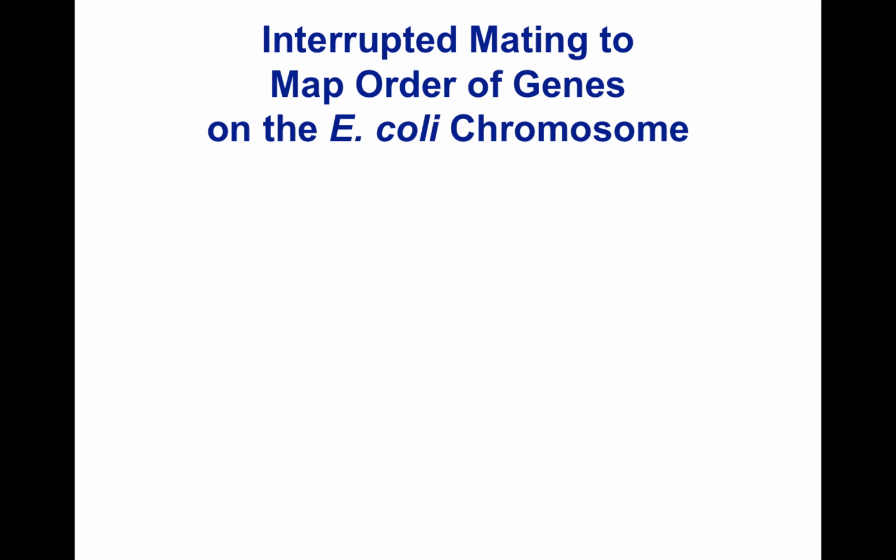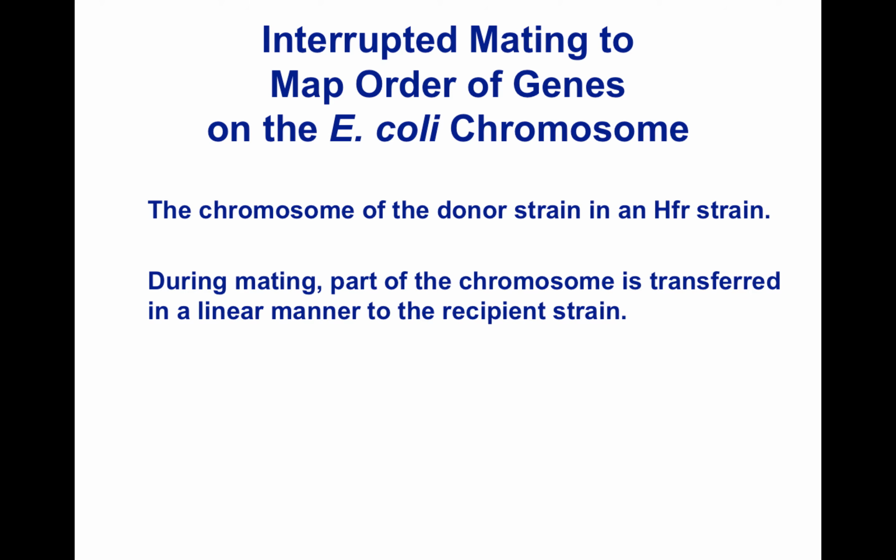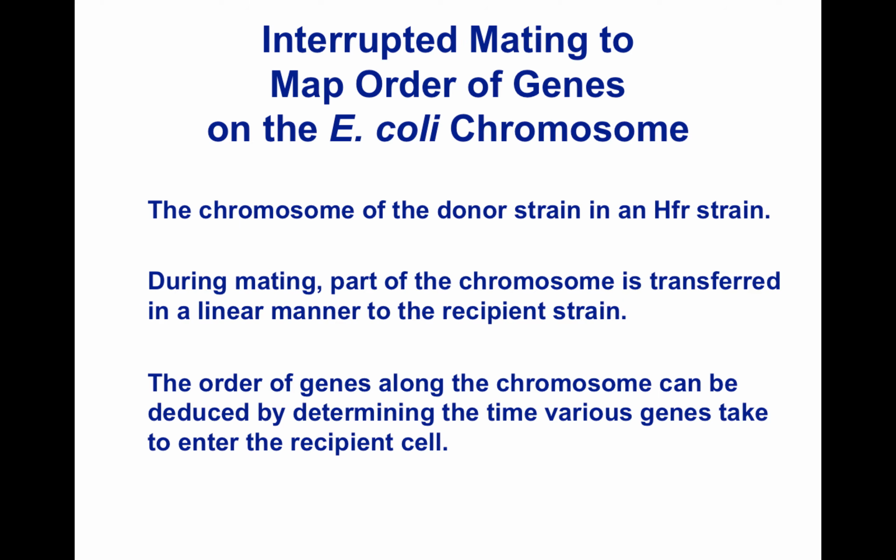What is an interrupted mating? Well, an interrupted mating means that you let the transfer go for a short period of time or a specific length of time and then stop the transfer at different intervals. These types of experiments were used to map the order of genes along the E. coli chromosome. The chromosome of the donor strain is an Hfr strain, just like we just saw, and during mating, part of the chromosome is transferred in a linear manner to the recipient strain. The order of the genes along the chromosome can be deduced by determining the time various genes take to enter the recipient cell.